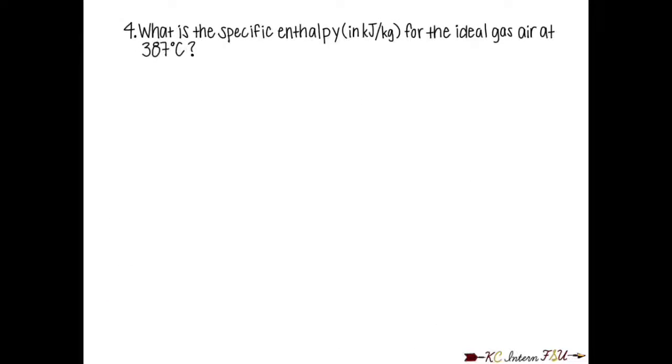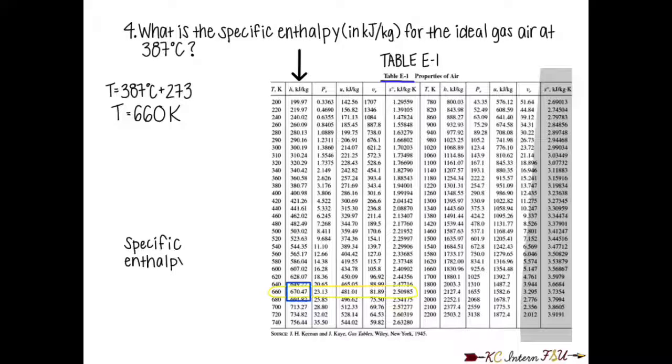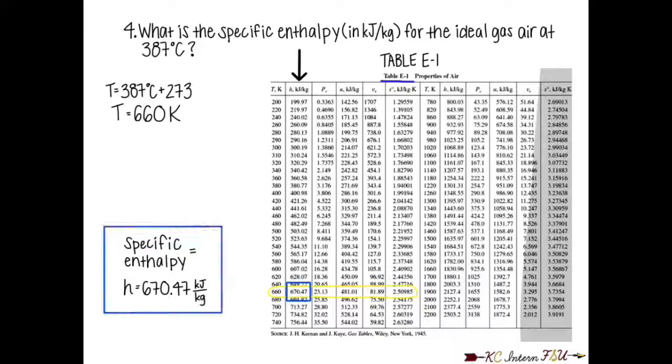Question 4. What is the specific enthalpy in kilojoules over kilogram for the ideal gas air at 387 degrees Celsius? Again, we will use table E1 for properties of air. Converting the temperature from Celsius to Kelvin, we can locate the specific enthalpy for a temperature of 660 Kelvin. In this case, it was found to be 670.47 kilojoules over kilogram.